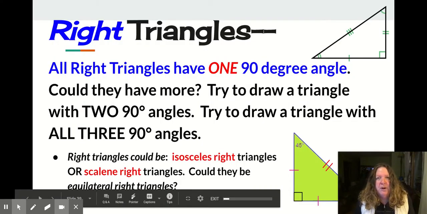So here's what they are. We have to wait for a minute to load. It always takes a minute. There we go. Right triangles. So right triangles are triangles that have one 90-degree angle.